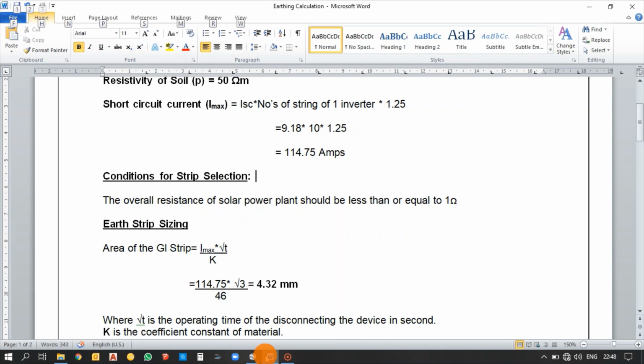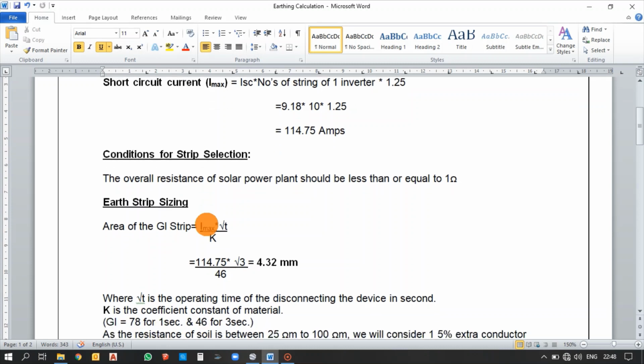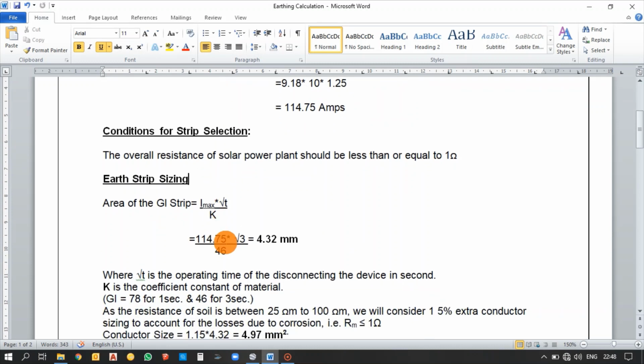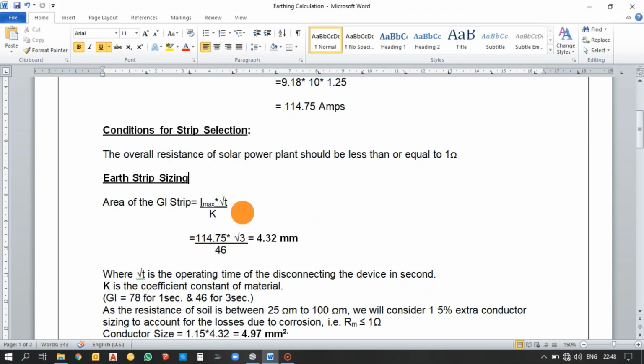The main condition for earth strip selection is that the overall resistance of the solar plant should be less than or equal to 1 ohm. So you should maintain a resistance less than 1 ohm. For selection of the strip, we have a formula: I max into root T divided by K. I max is the short circuit current we have calculated, T is the time duration of the short circuit current, so it may be 3 or 1 second, and K is the coefficient constant of the material we are using.